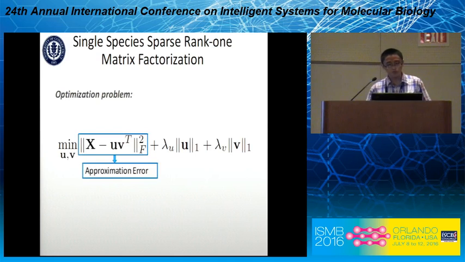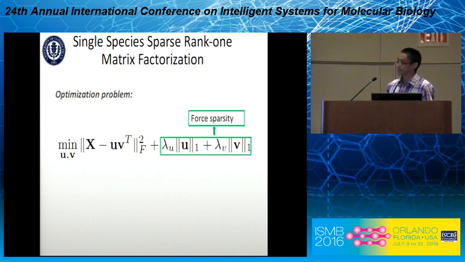This is the optimization problem that we formulated. By solving this optimization problem, we can get U and V. This optimization problem includes two components. The first one corresponds to the approximation error. The second component corresponds to enforcing sparsity in U and V. So this is the single species sparse rank 1 matrix factorization.